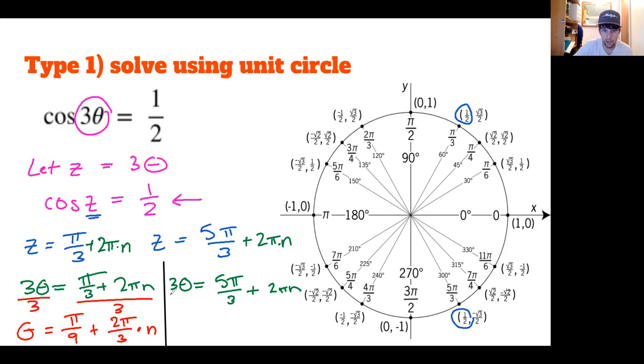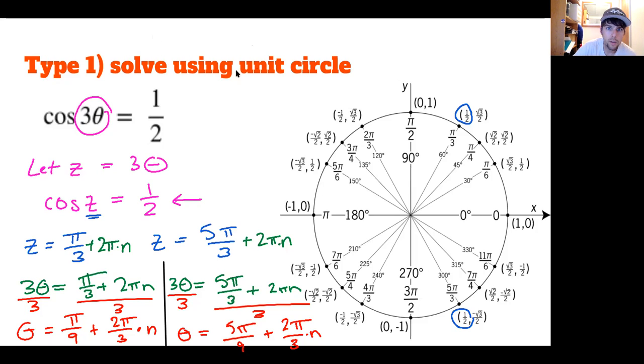So let's go ahead and do this last one again. Divide everything by 3. We end up with theta equals 5 pi over 9, plus some multiple of 2 pi over 3 times n. Interesting. Again, we may end up with some angles that fall inside of this range. So we've got to do some investigating here.